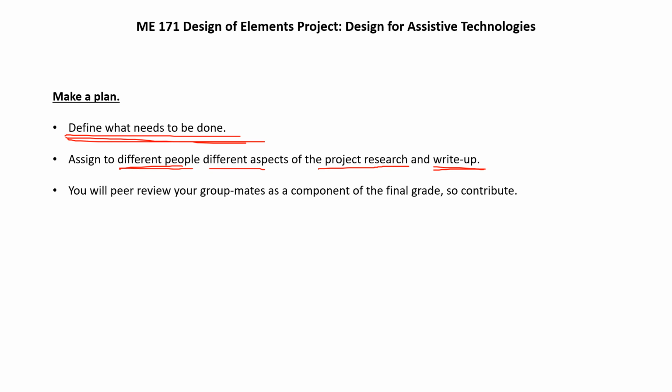So we talked about identifying what needs to be done and assigning people to those tasks. Well, if the person who was assigned to do the SolidWorks modeling and the FEA is out sick or busy with another course or another project and they don't pull their weight on that, this is the opportunity to let everyone know what the contribution levels are for each of the group mates through these peer reviews.